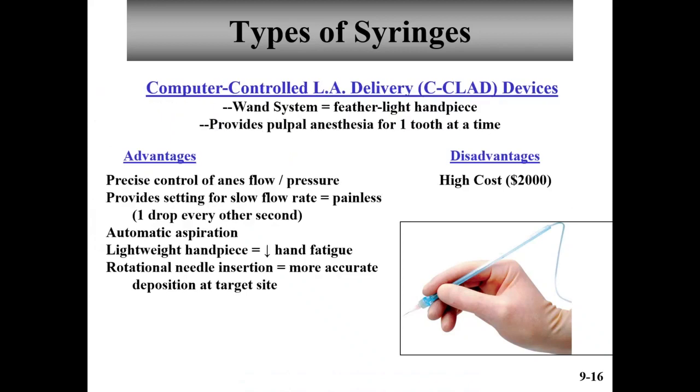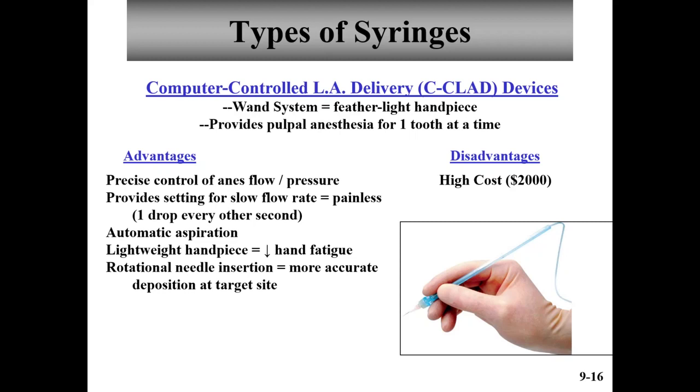The CCLAD, which stands for Computer Controlled Local Anesthetic Delivery Device, also called the WAND, is a tremendous tool if your office has one. It provides pulpal anesthesia for one tooth at a time. It's very, very lightweight. It is expensive. It costs over $2,000 now, I believe. It gives you a precise control flow.